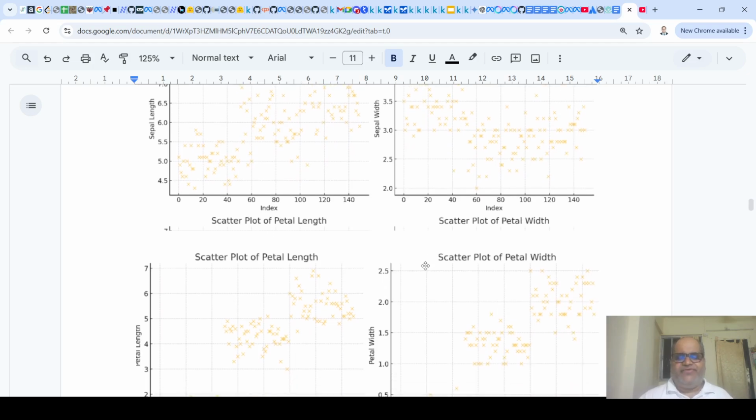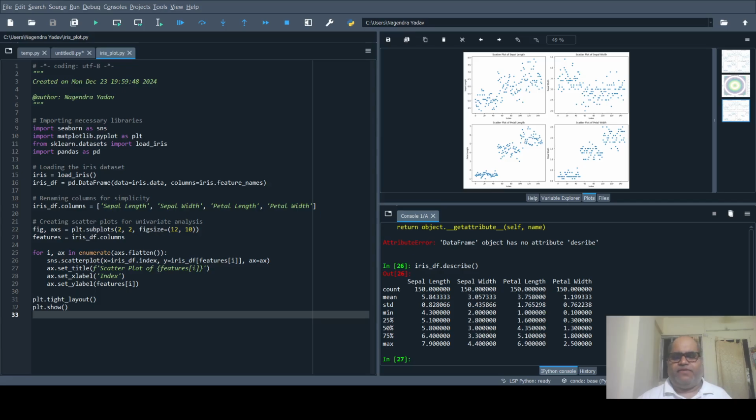We'll get into the Python editor, and we'll show how we are actually doing it. Okay, so I can walk you through what we have done.